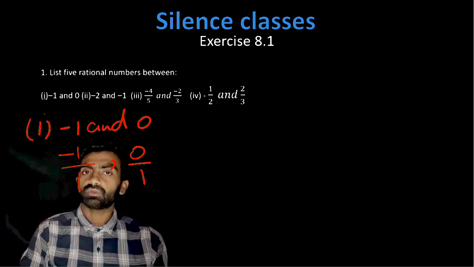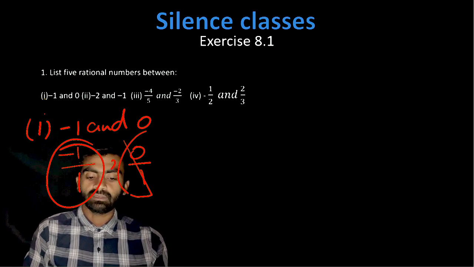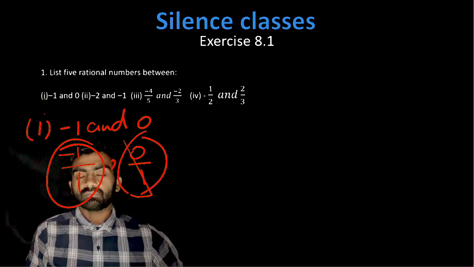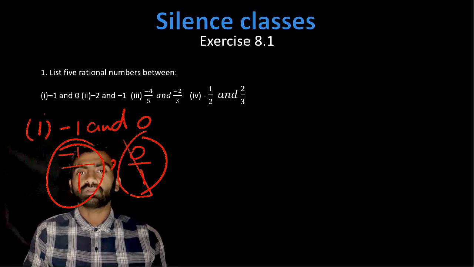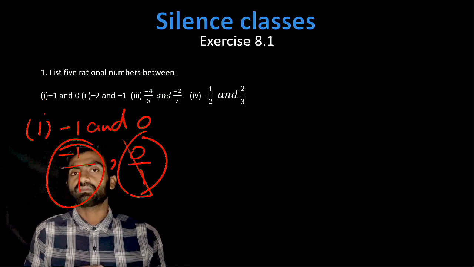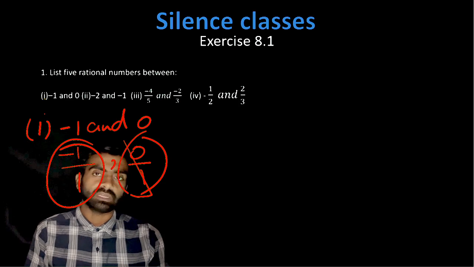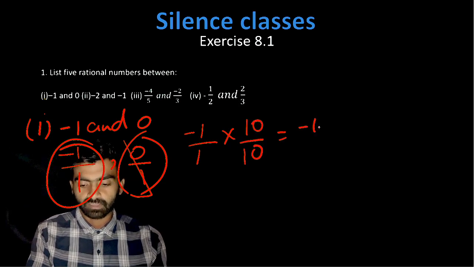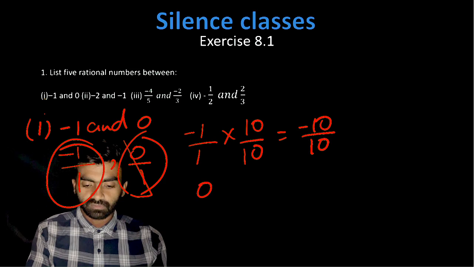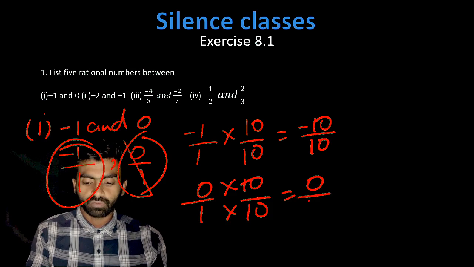So first of all, we have to multiply both, equation number 1 means this one and this one, by 10. Why am I saying 10? Because the calculation will get easier. You can multiply by 5 also, by 4 also, or by 6 also, but to make the calculation easier, I usually multiply by 10 or 20 or 30. So minus 1 upon 1 multiplied by 10 upon 10 gives minus 10 upon 10, and 0 multiplied by 10 upon 10 gives 0 upon 10.